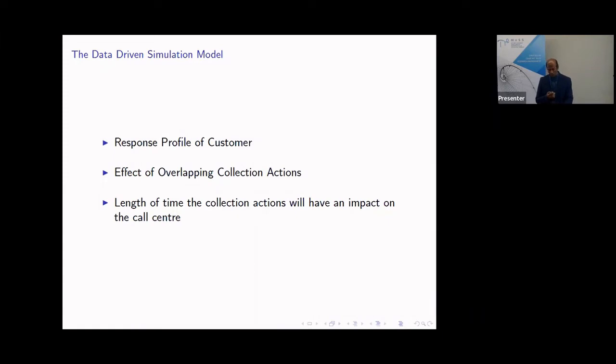The way we do it is, because we know that these three groups have low risk, medium risk and high risk, we study from the given data the behavior of each group, what the rate is at which they will respond or call the call center. So this is study number 1, and the other is the effect of overlapping action.